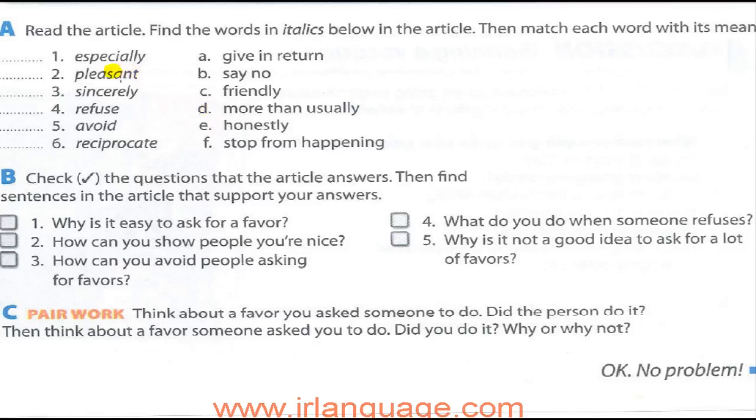Pleasant. When someone is pleasant, it means friendly. Try to be pleasant, try to be friendly. C. Number 2, C. 3. Sincerely, honestly. 3, E. Refuse. When you refuse something, you say no. 4, B. 5. Avoid. F. Stop from happening. Reciprocate. This is number 6. A. Give and return. Reciprocate. Give and return. That's the end of Unit 6, Interchange 2.